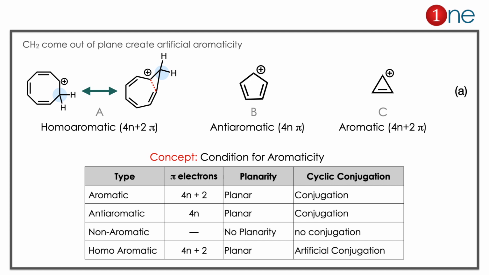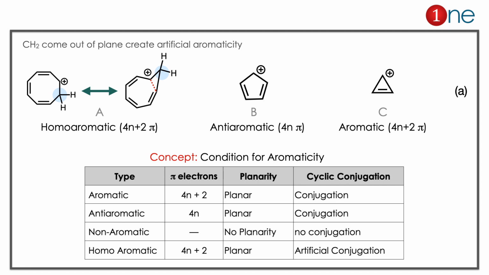In the starting material you have only one carbon which is not in conjugation. So here the aromaticity can be artificially established by lifting the carbon out of the plane. The carbon is lifted out of plane and creates artificial aromaticity. The artificial aromaticity is called homoaromatic. It has 4n plus 2 pi electrons. So no problem, it is aromatic, but homoaromatic.